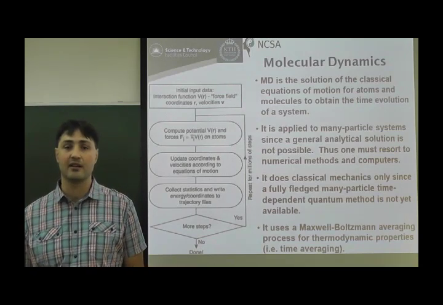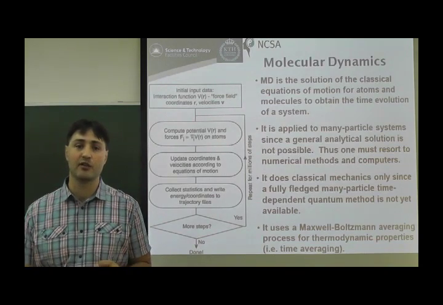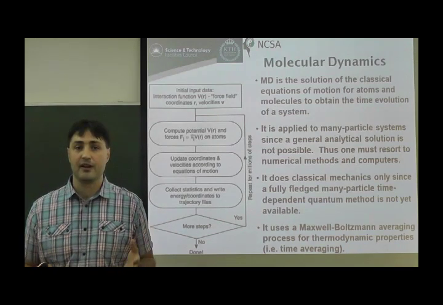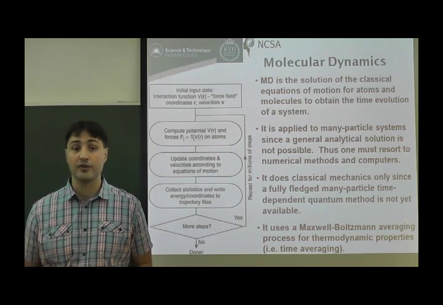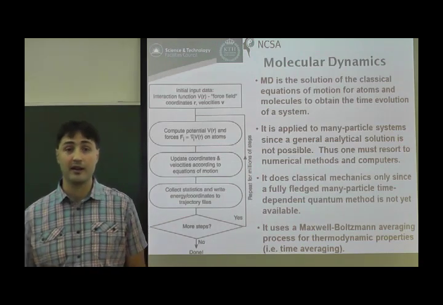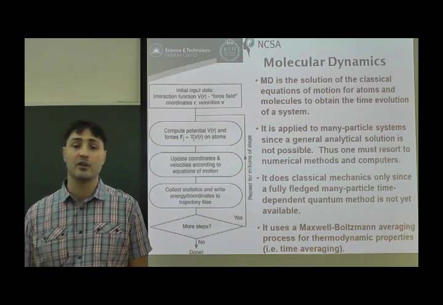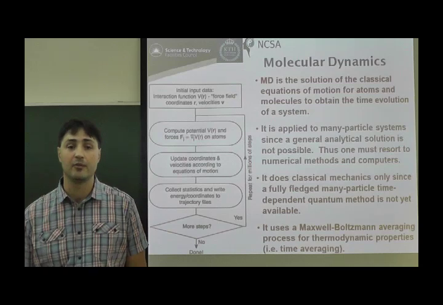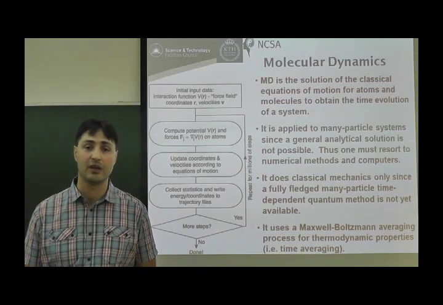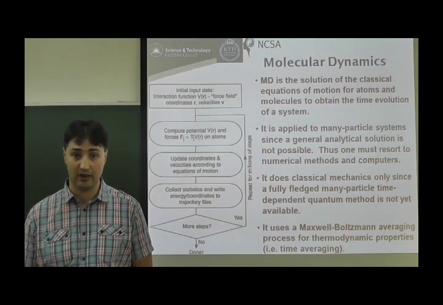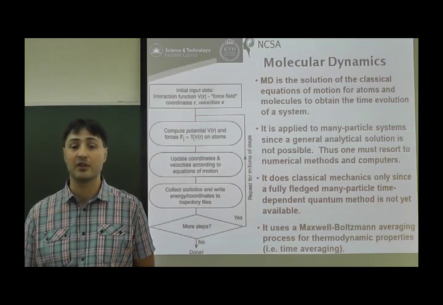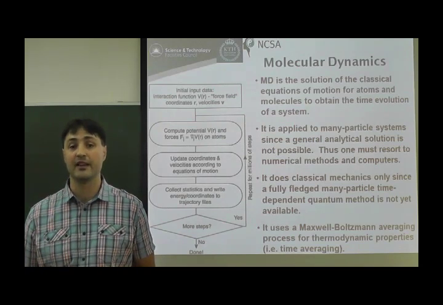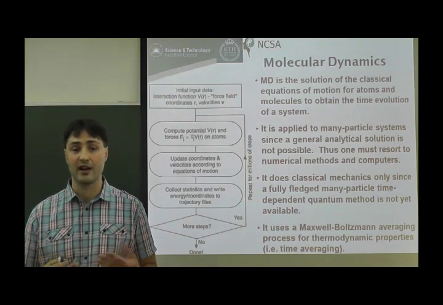And you can see in the diagram what the traditional cycle of molecular dynamics is. We have some input data about the system. We have an interaction function between the various particles, which we call a force field. We have the coordinates of those particles and the velocities. Then we compute the potential and derive the forces on the particles. We update their coordinates using some equation of motion, and the velocities as well. And then we collect some statistical data. And we do that for as long as we want. And then we look at the data and we derive some conclusions.